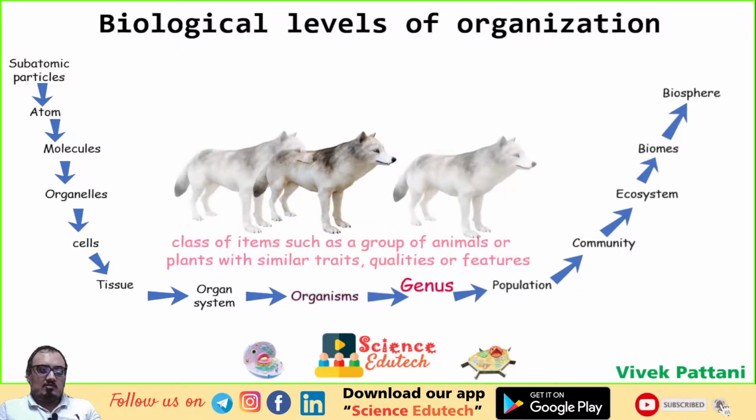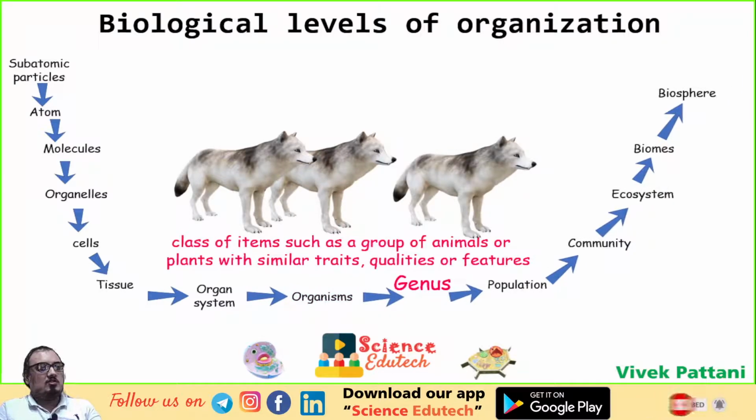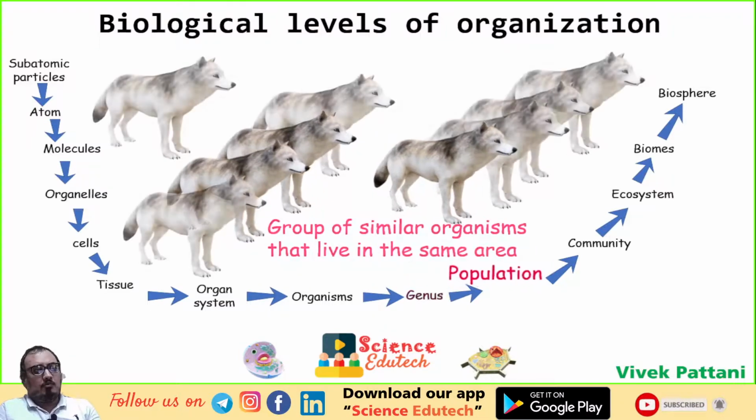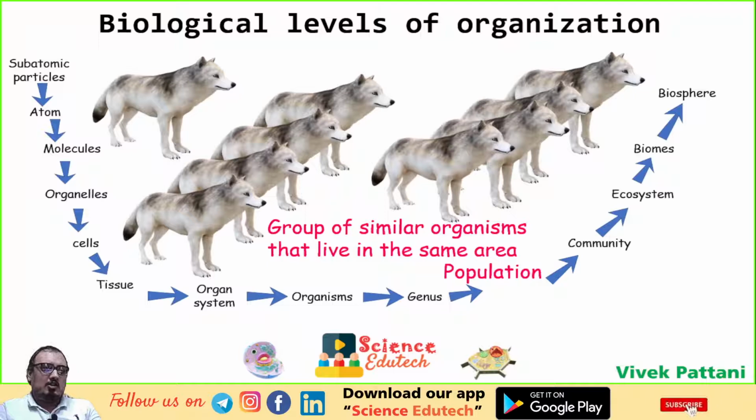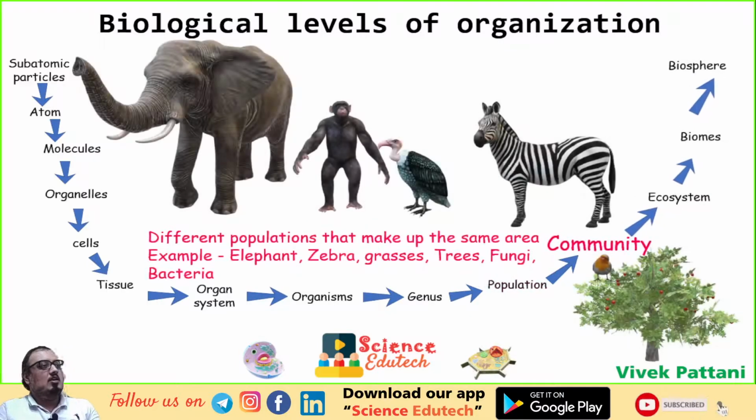The next term is genus, a class of items such as a group of animals or plants with similar traits or qualities, or you can say features. Population is just a number of similar organisms that live in the same area. And community is different populations that make up the same area. Example: elephant, zebra, different types of grasses, different types of trees, fungi, bacteria.